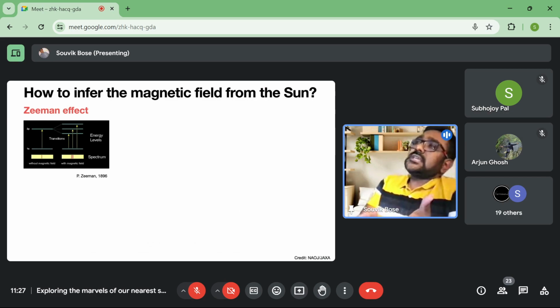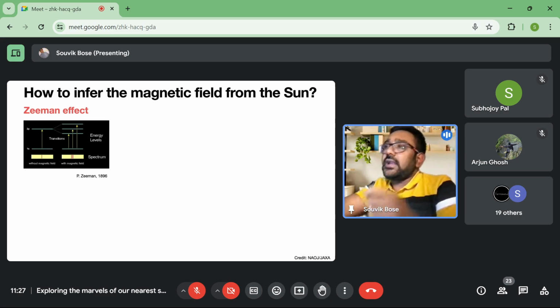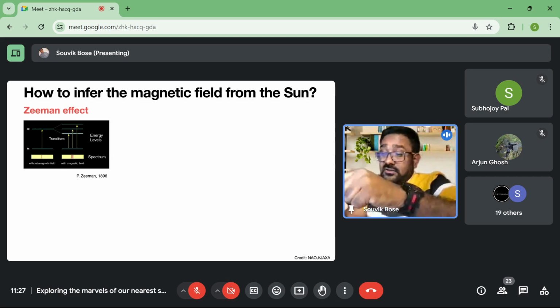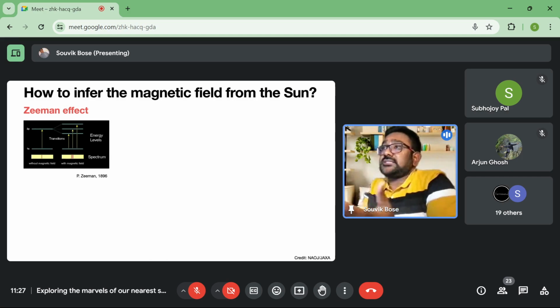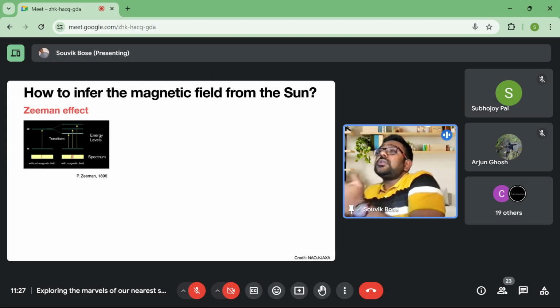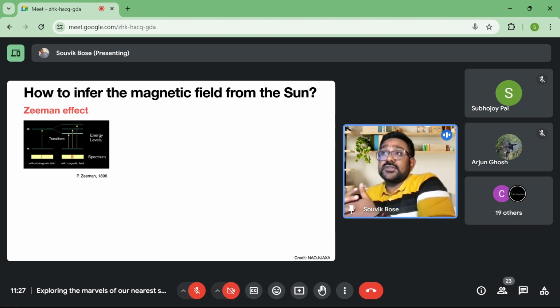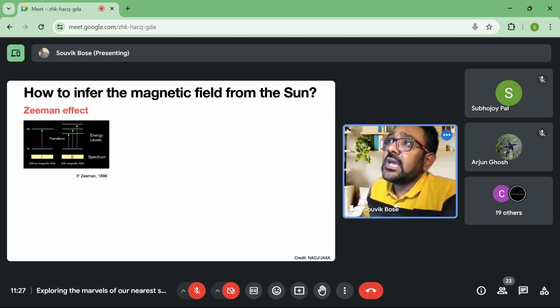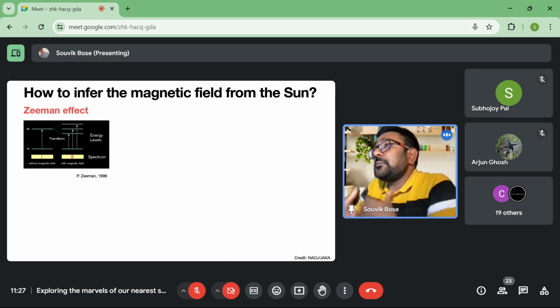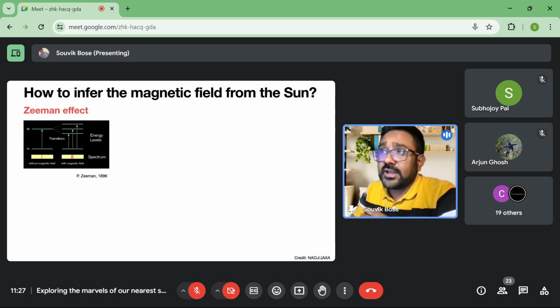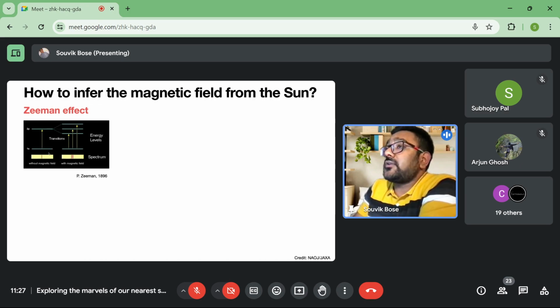Now, an interesting question that you might have is, okay, I'm talking about the magnetic field, but how do we measure the magnetic field? It's not like we are going into the sun and actually measuring the magnetic field with an instrument. That's simply not possible. So what we do is we utilize something called the Zeeman effect, and I'm sure many of you who have had physics or physics majors in your undergrad know what the Zeeman effect is. But just to reiterate, the Zeeman effect is an effect where you have a splitting of the spectral line.